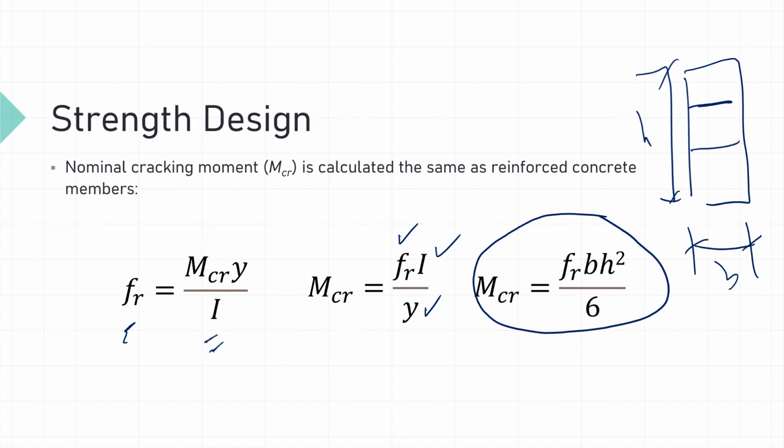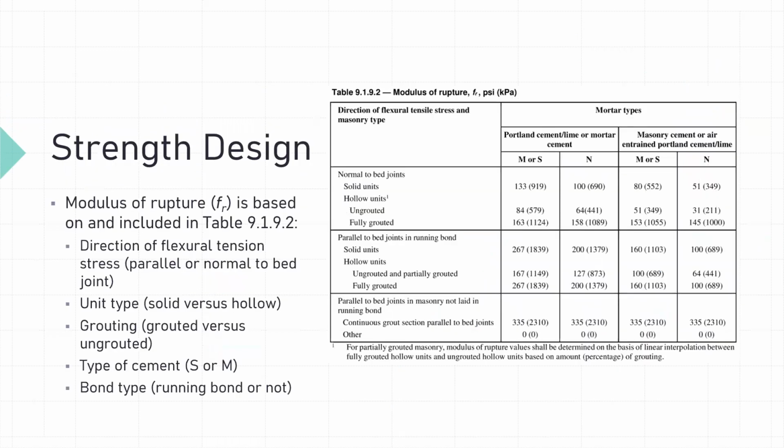Our modulus of rupture comes out of table 9.1.9.2 of our TMS 402. And it's based on a few things that I note here. So the direction of our flexural tension stress, whether we are parallel or normal to our bed joint, our unit type, whether we are solid or hollow, or we can calculate it for partial grouting as well. Grouting, fully grouted versus ungrouted, type of cement, S or M, and bond type, running bond or not running bond.